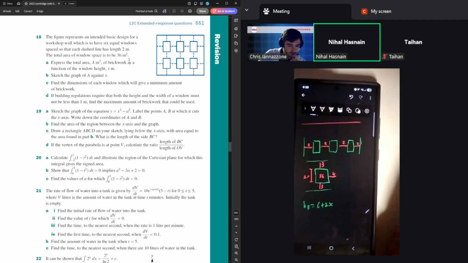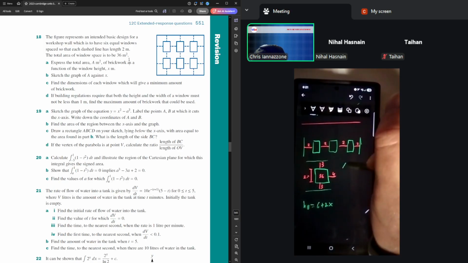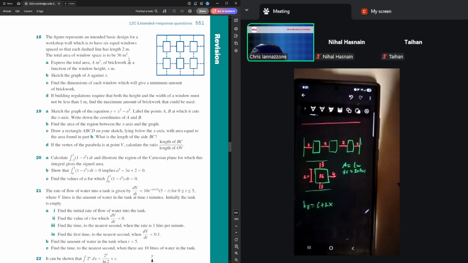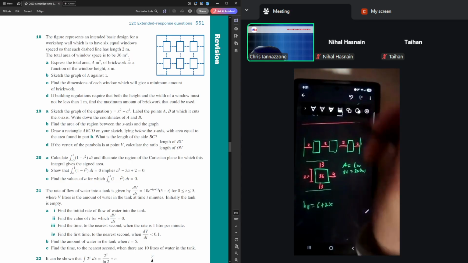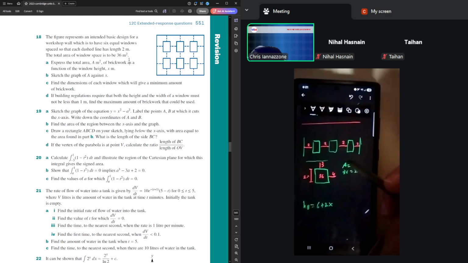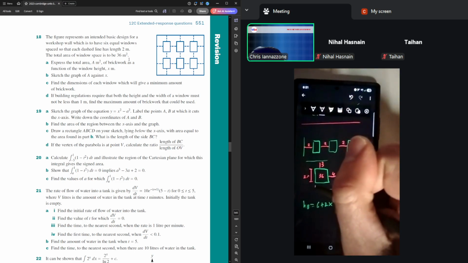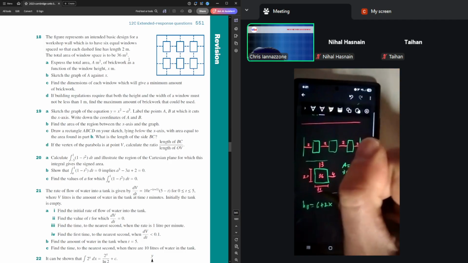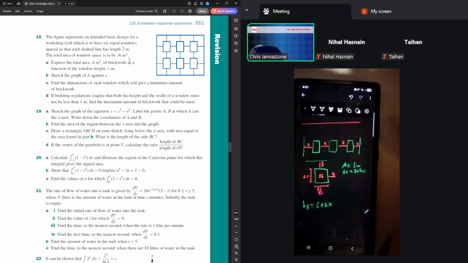If 36 is the area, then the width will be 36 divided by 2x. Because you're starting with area being length by width. If you know area is 36 and the length is 2x, then you divide to get your width. Let me redraw this a little bit. We've now got from here to here is 36 over 2x.